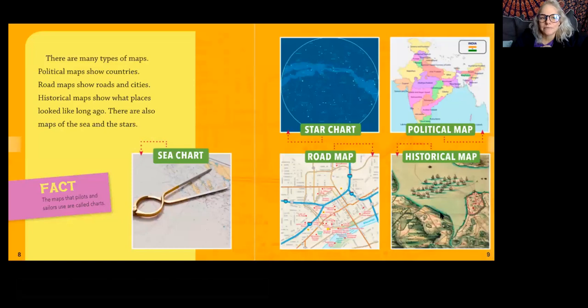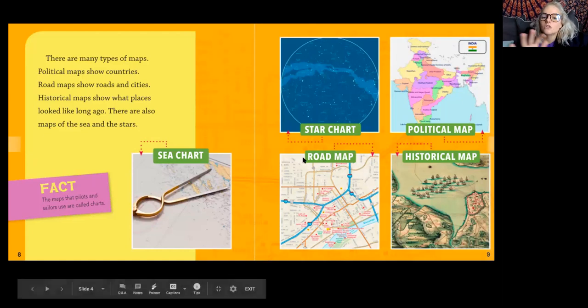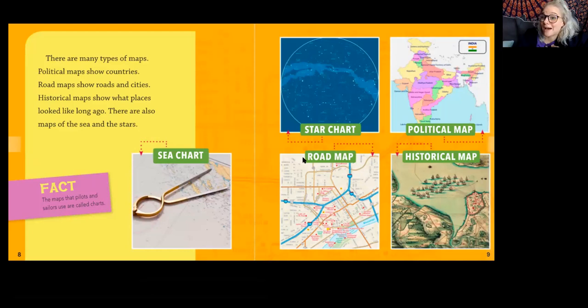There are many types of maps. So here are the technical different types of maps. So there are political maps, and it's not political as in presidents. It's political as in it shows us the different countries. So if you look here, this is a political map of India. It looks like it's giving us an outline of the different countries in India. Road maps show cities and directions. So when I look up how to get somewhere, I use maps on the phone, and it has road maps to show me how to get from someplace.